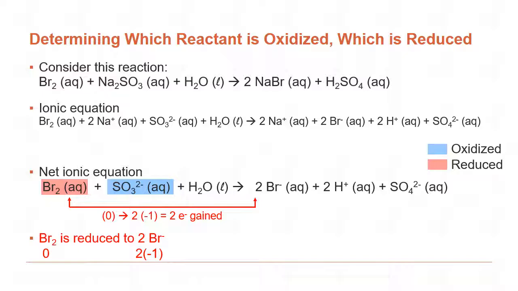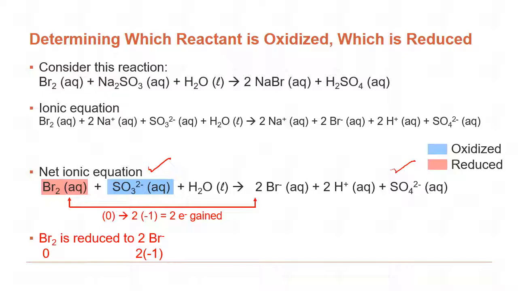Now it's less obvious how many electrons are transferred in the oxidation. Let's take a look at that. To do that, I need to find the oxidation number of sulfur when it's in the sulfite ion on this side versus when it's in the sulfate ion on that side. So that's how oxidation numbers will be helpful to us.